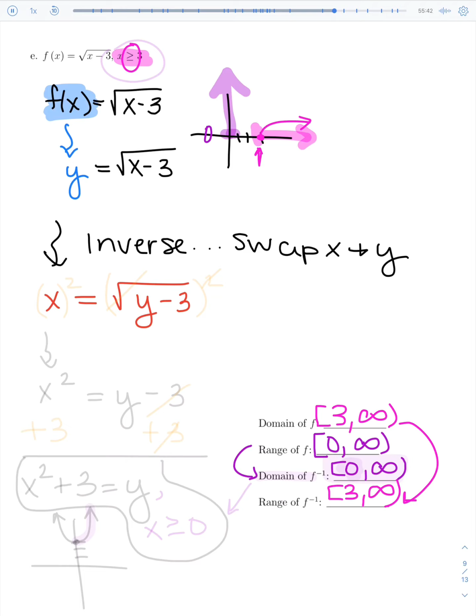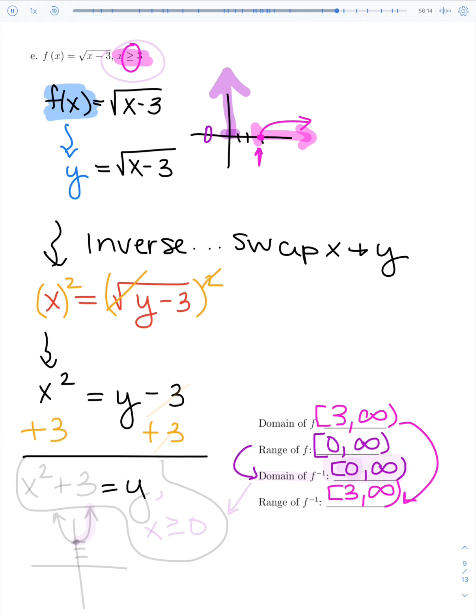How do I get rid of the square root? Well, to get rid of the square root, we're going to do the opposite. We're going to square both sides. So what that does is gets rid of the square root with a squared. So now what I have is x squared equals y minus 3. So to get the y by itself, I'm going to add 3 to both sides, which gives me that y equals, because the 3's cancel out, x squared plus 3.